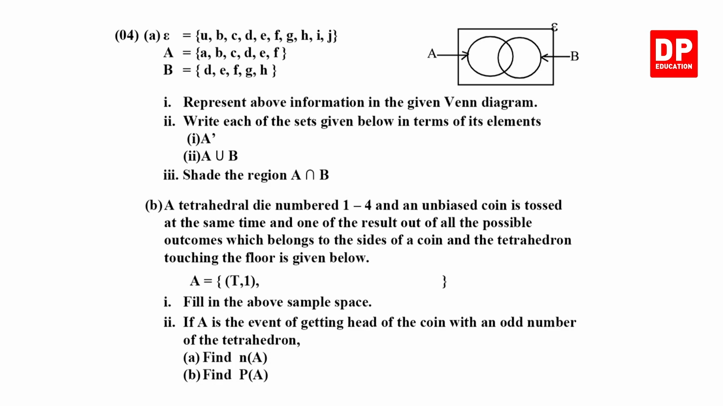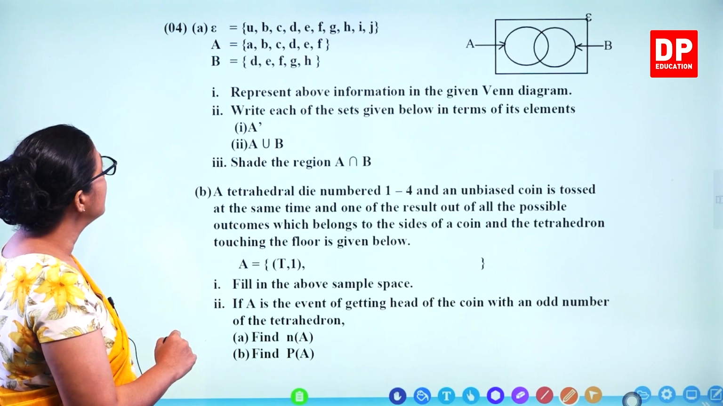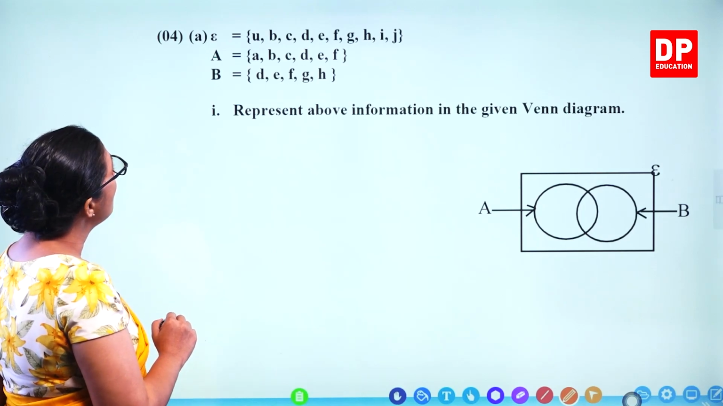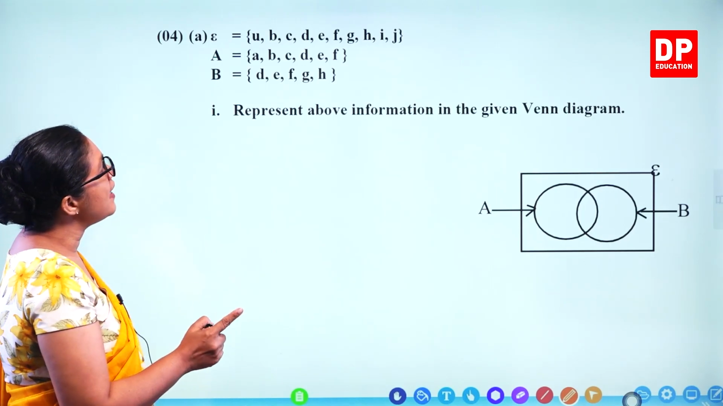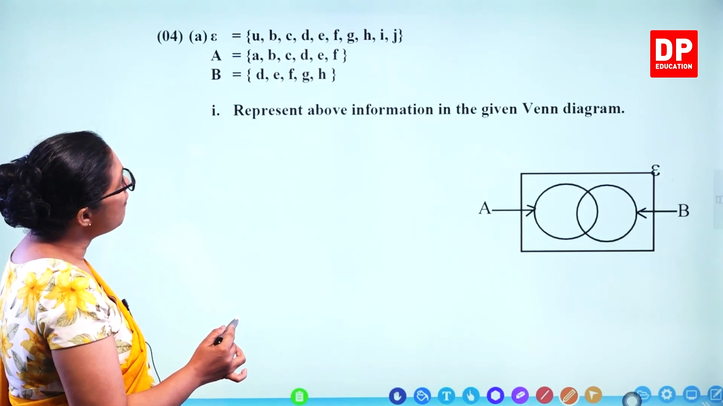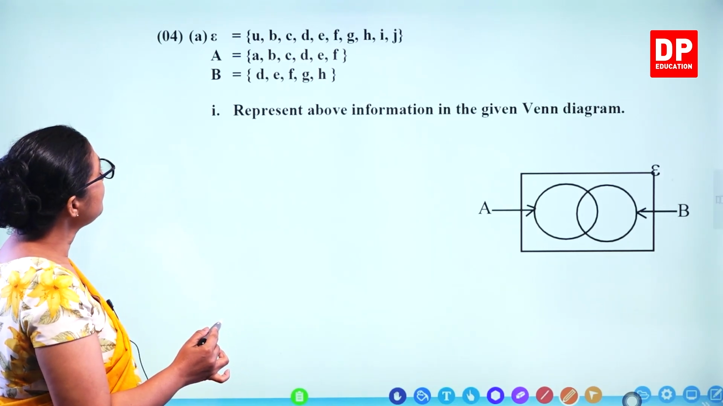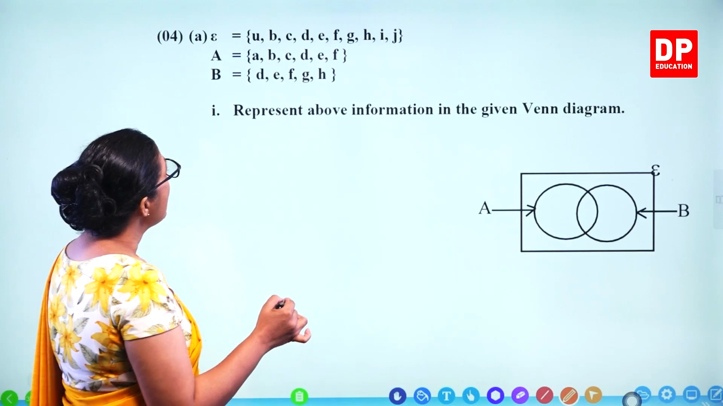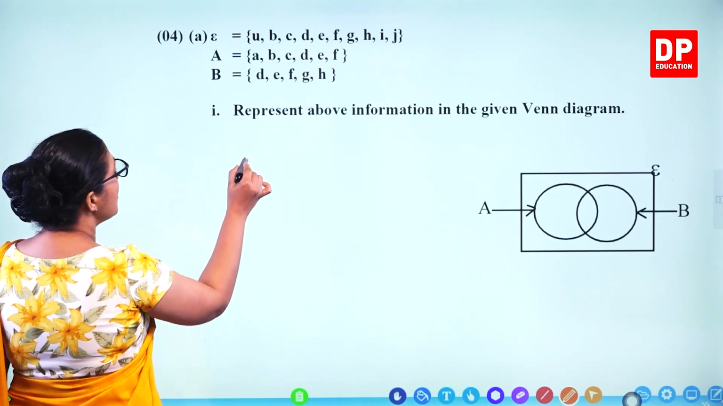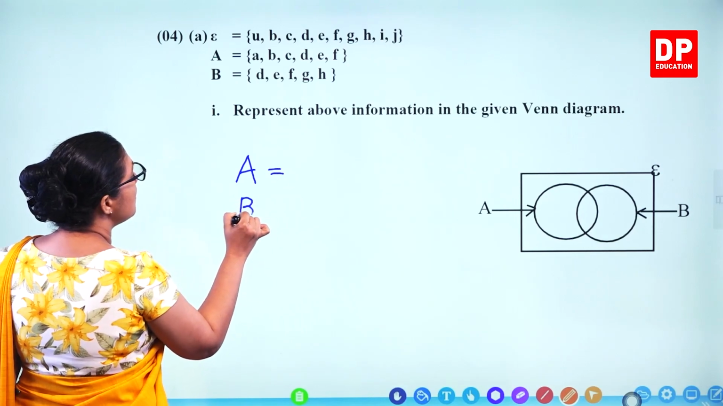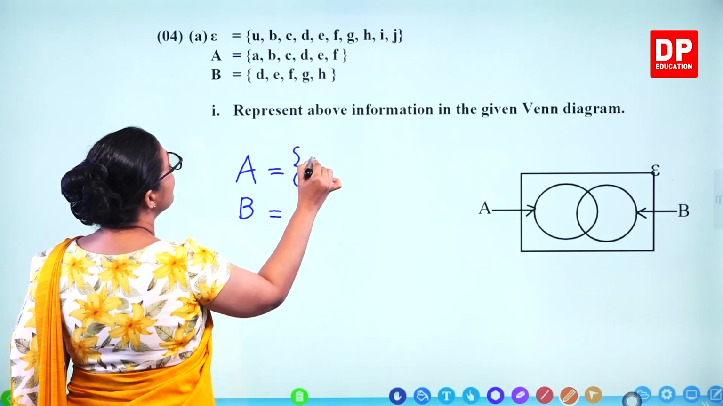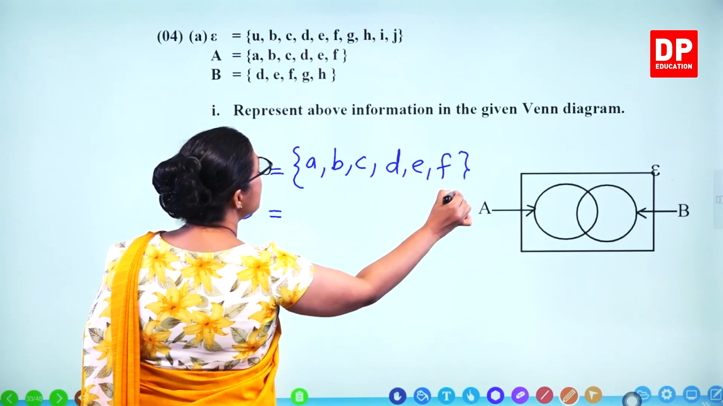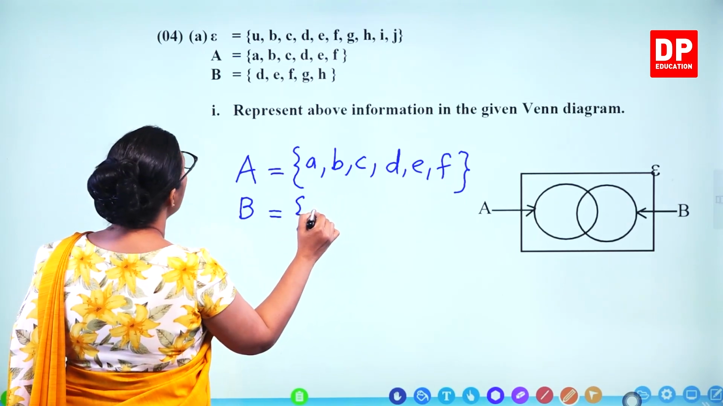This is about Venn diagram and probability. So 2 parts are there. So we'll do the first part. You have been given sets A, B and epsilon is the universal set. Represent the above information in the given Venn diagram. So we can first mark set A, B, C, D, E, F. But if we look at the intersecting point, that means the intersection of the 2 events A and B, we can easily mark that one first.